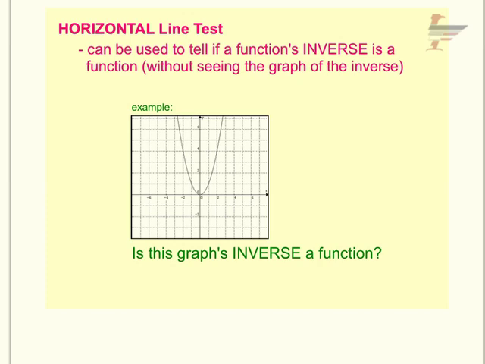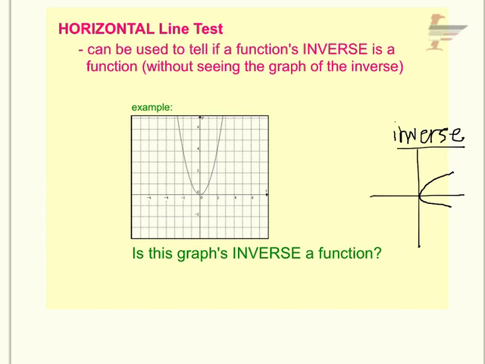For example, let me just show you. That parabola right there, I can tell you that here's what the inverse looks like. If you reflect those, switching all your x and y coordinates, it's going to look like that. Will the inverse be a function? Since I'm looking at the inverse, I'll do a vertical line test, and I can see it's crossing in more than one spot, so I know the inverse is not a function.